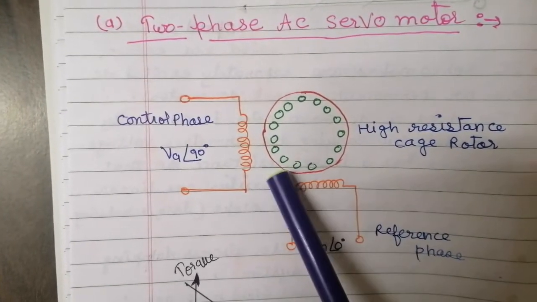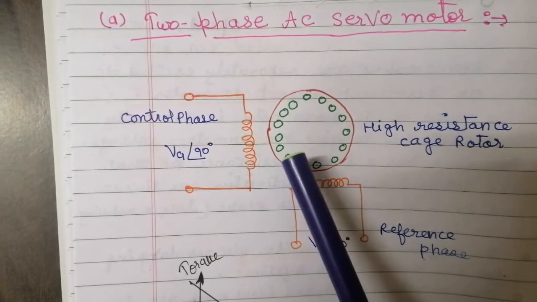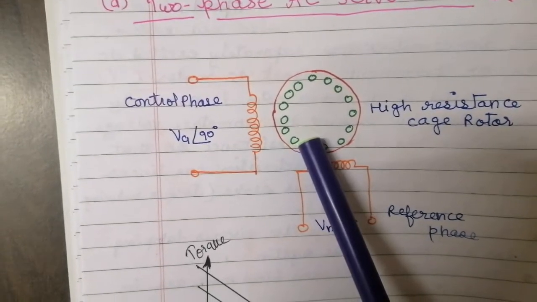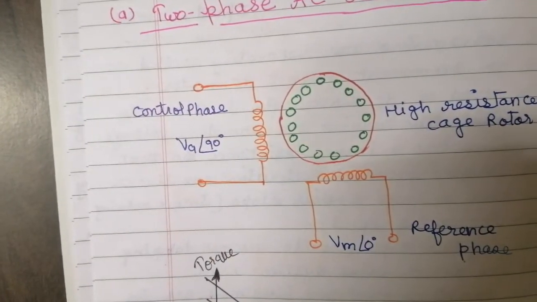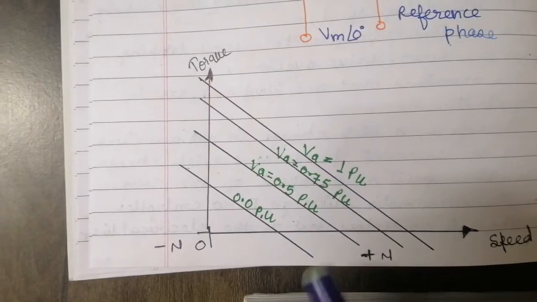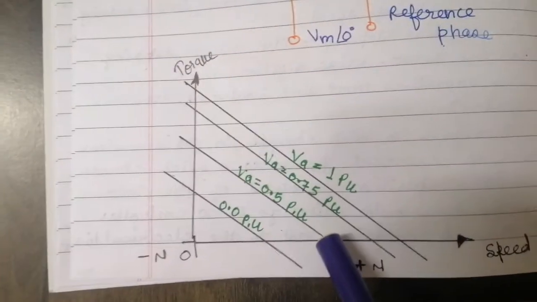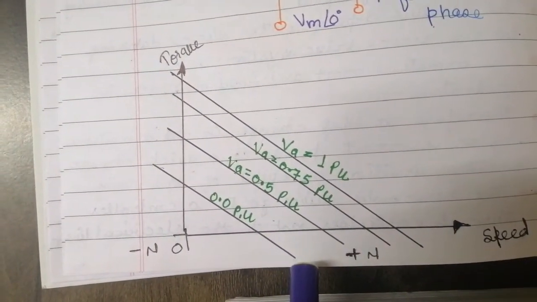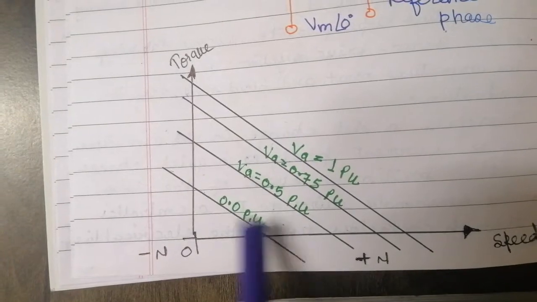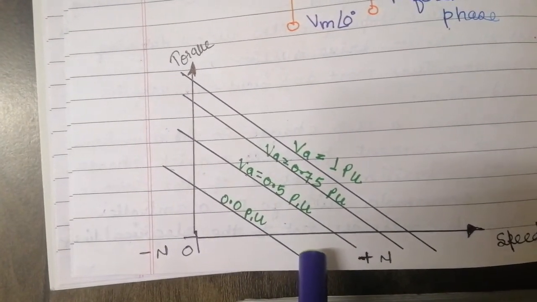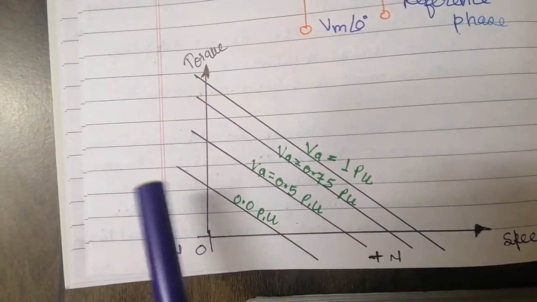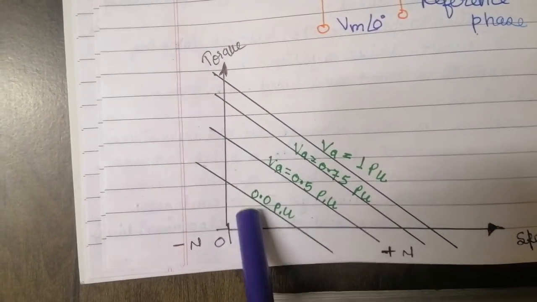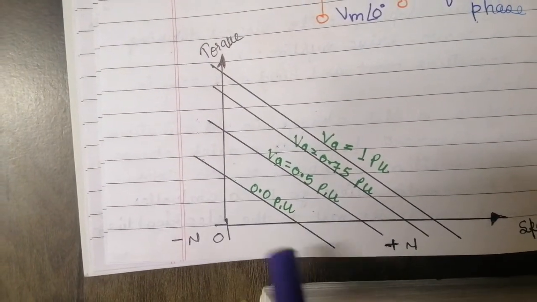Here also the armature has a high resistance. So a high resistance ensures a negative slope for the torque speed characteristic. Let's see the torque speed characteristic of the servo motor. Here also it is similar to the DC servo motor. It also has a very steep negative slope for the torque slip characteristic, and here in the entire operating range we get the negative slope.